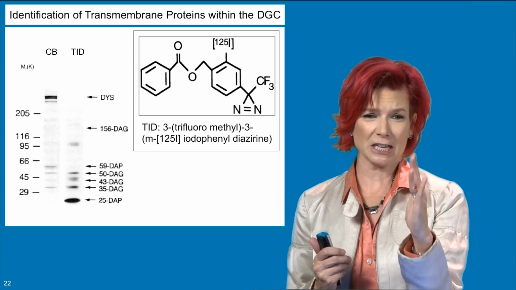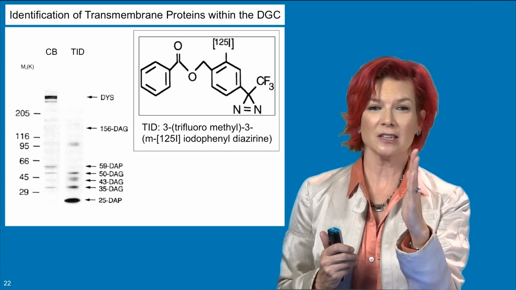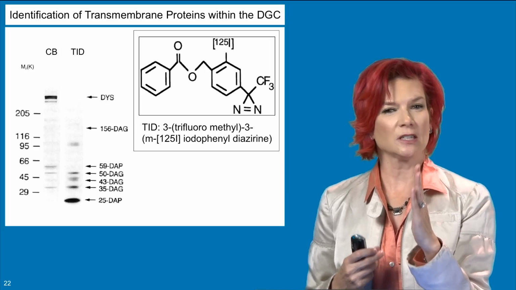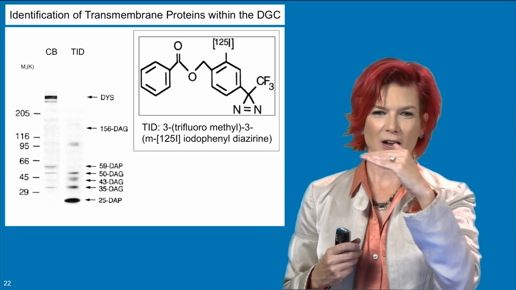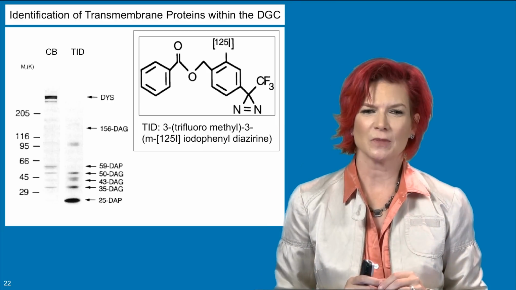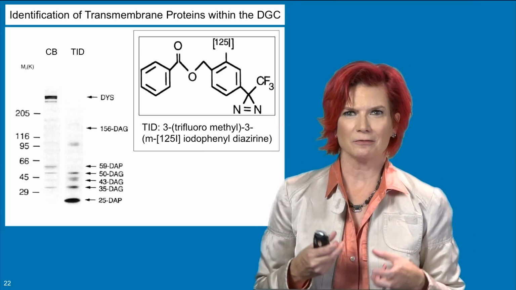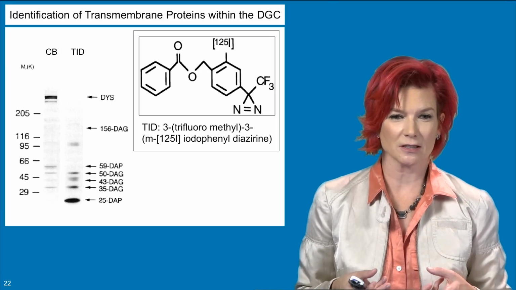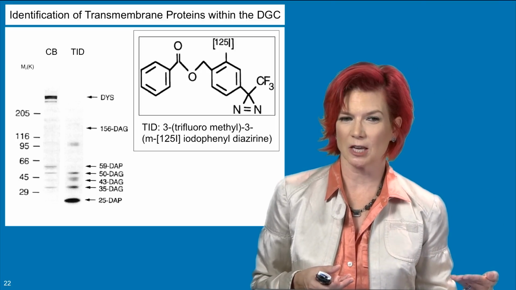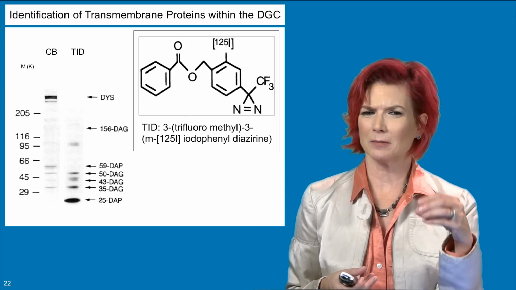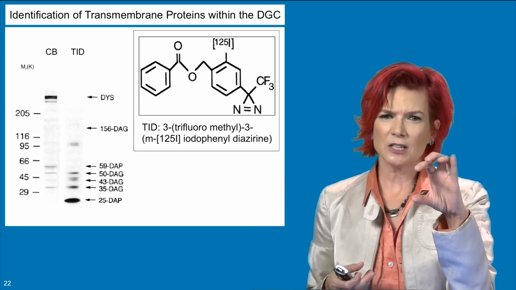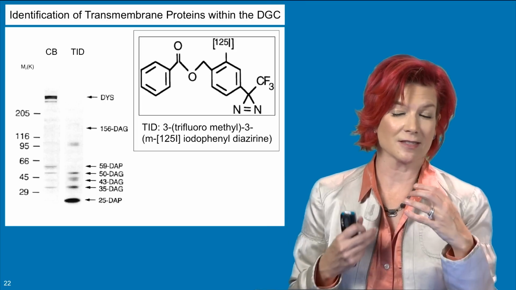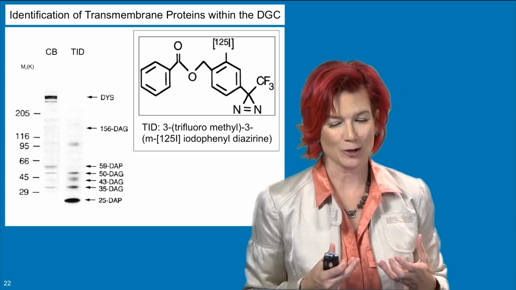And in the accompanying autoradiogram, you can see that there are specific proteins that are being marked with this TID probe that partitions into the transmembrane bilayer region. So you can see in particular the protein that's very hydrophobic or has probably many transmembrane domains is the 25 kilodalton dystrophin-associated protein. Many of those other proteins that migrate between 35 and 50 kilodaltons are also being labeled with this TID probe, suggesting that they also have transmembrane domains.